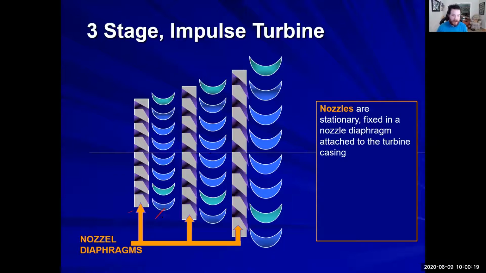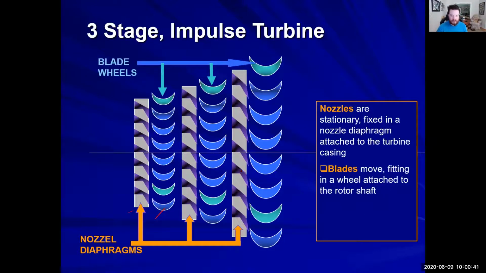The nozzles are stationary. They do not move. They stay there for their entire life. They're bolted in, and they don't move until the ship is turned to razor blades. They're a fixed nozzle diaphragm attached to the turbine casing. The blades move and they're fitted to an axle, and that axle is what's going to be doing the propulsion of the ship.